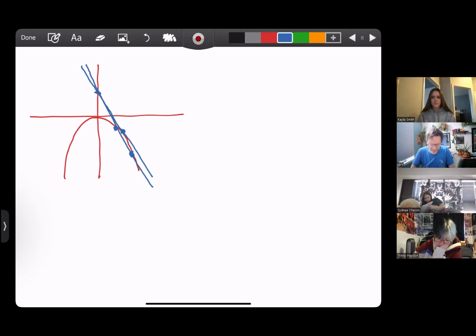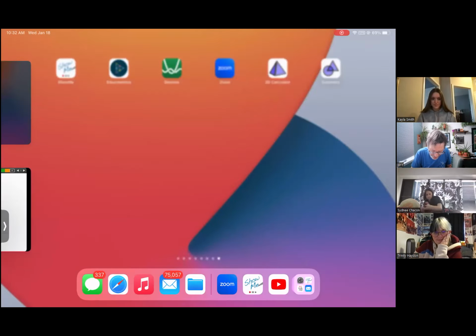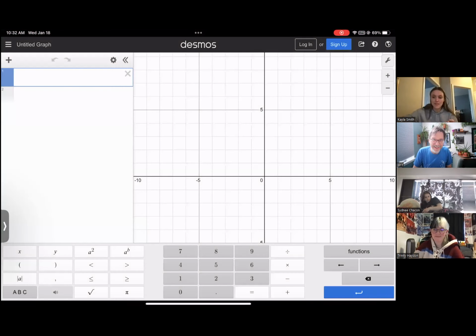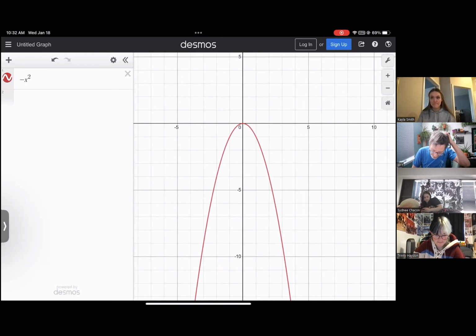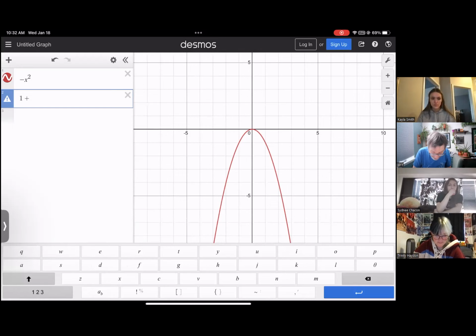I'm going to do what Kayla did so we can see that actually. So I'm going to get me some Desmos out here. I have the Desmos app. Yes, beautiful. So I'm going to do two different equations here. So first one I'm going to do is -x squared. And then the other one I'm going to do is 1 plus rx. And you can just enter a number. If you haven't ever done this, you can just enter any other letter besides x or y.